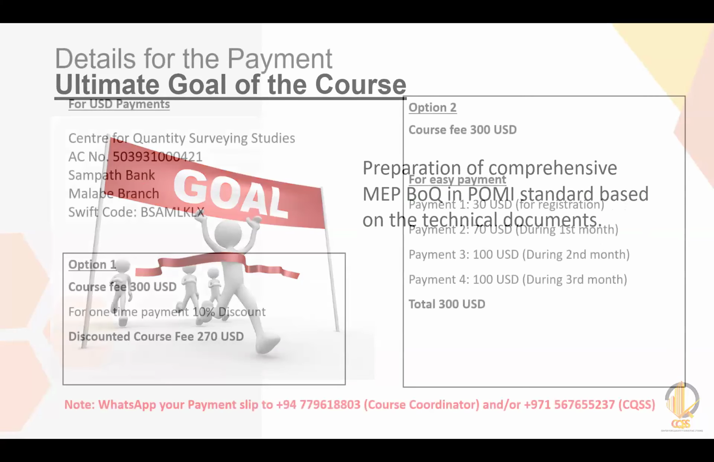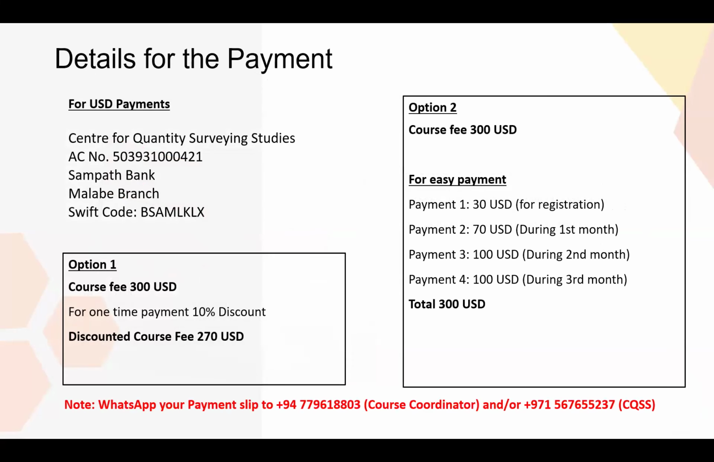Right. Now the fee structure. For the English medium one, there are two options. The course fee is $300. Option one is you can pay at once and get a discount of 10%, or else you can go for this easy payment scheme where you pay in 4 installments, right? It's up to you. And if you are interested, you can pay.